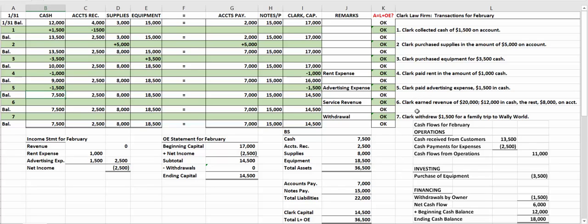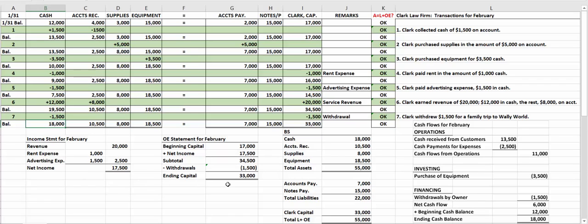All right. Now we have some revenue in transaction 6. The revenue is $20,000, so that's an increase in owner's equity. Some of it was in cash. Total of $12,000 was in cash, so cash goes up. And the rest of it was on account, so accounts receivable goes up as well. We are still in balance. Last transaction, Clark withdrew $1,500 for a family outing, so take off $1,500 in owner's equity, and your cash goes down also by $1,500.